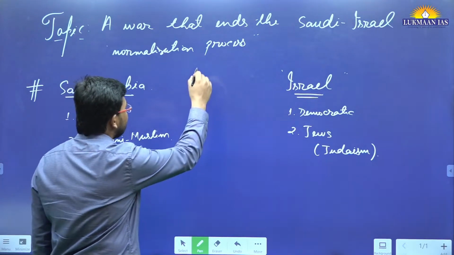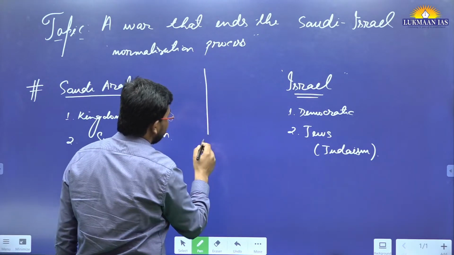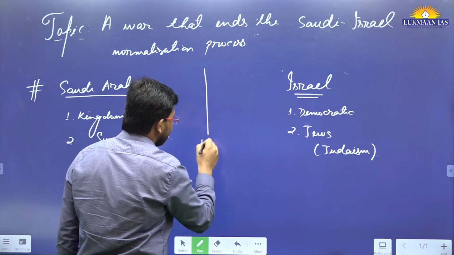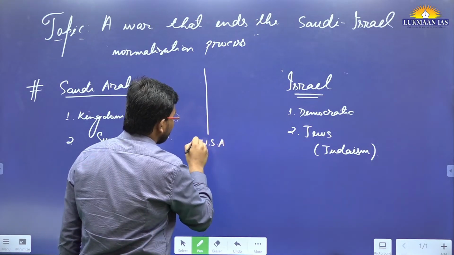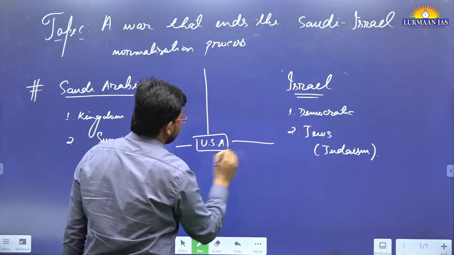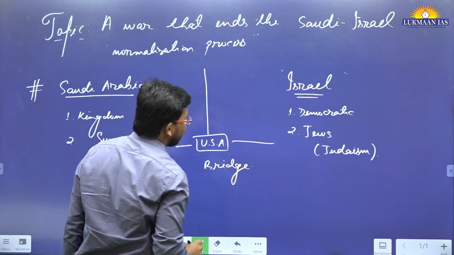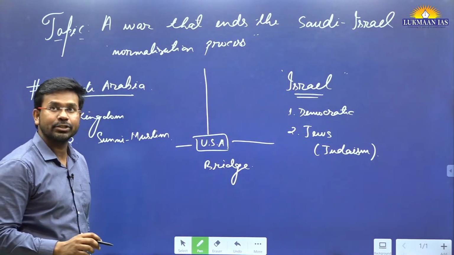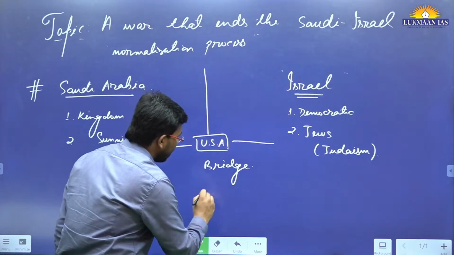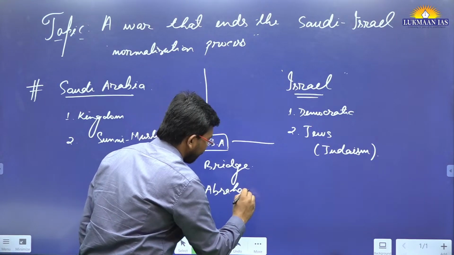However, there came a time when the United States of America, the USA, tried to mediate between them. It tried to act as a bridge between them, and then the United States of America brokered a deal between them, that is known as the Abraham Accords.